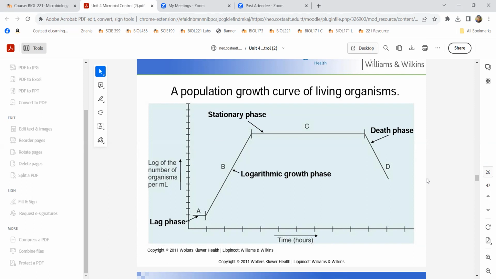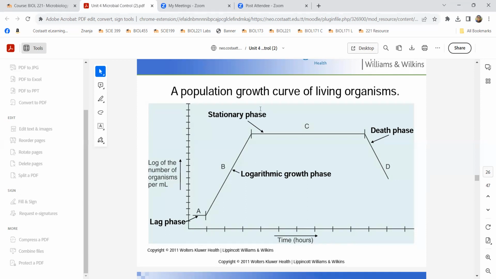The lag phase basically is when the organisms are now introduced to the environment. They're getting familiar with their surroundings. They do not really grow in that phase. It's followed by the logarithmic growth phase, where you have exponential growth. Growth basically skyrockets through time.